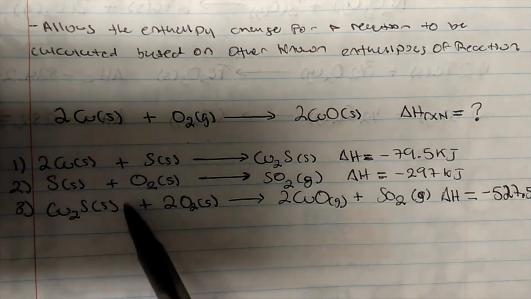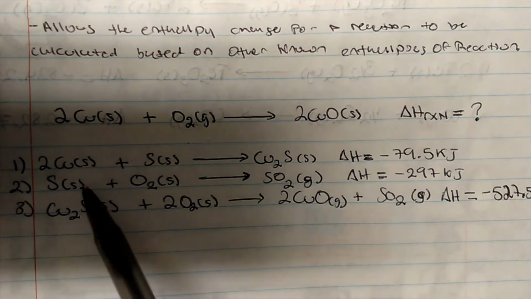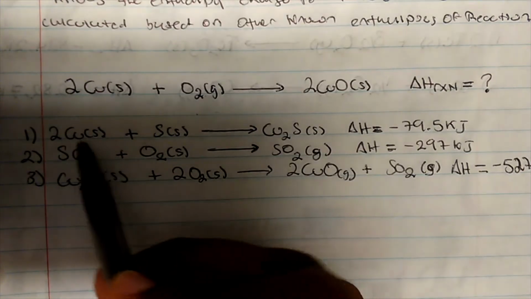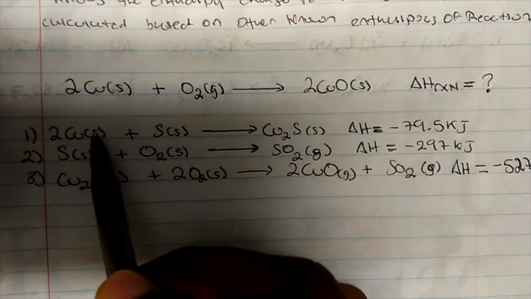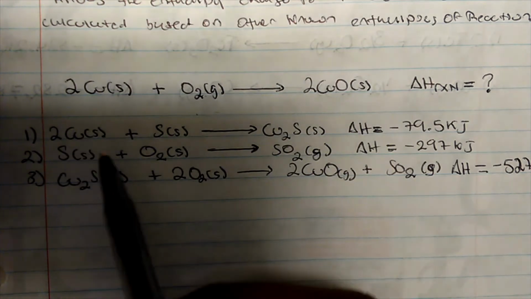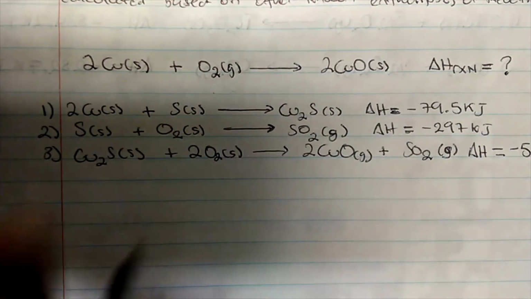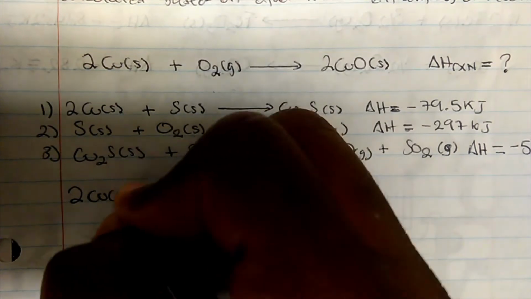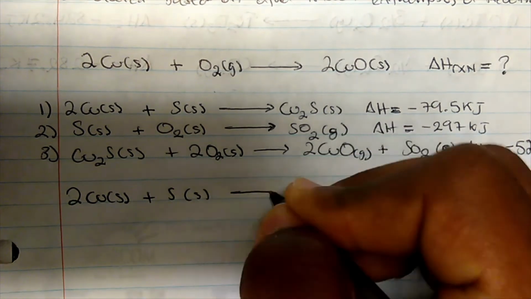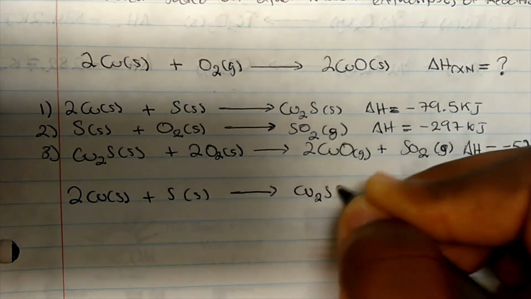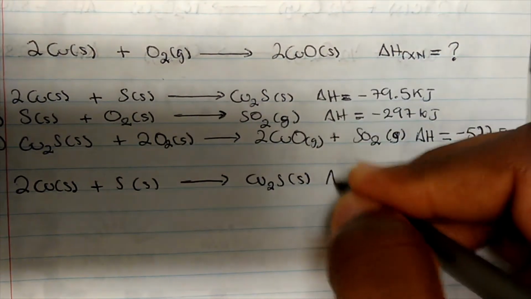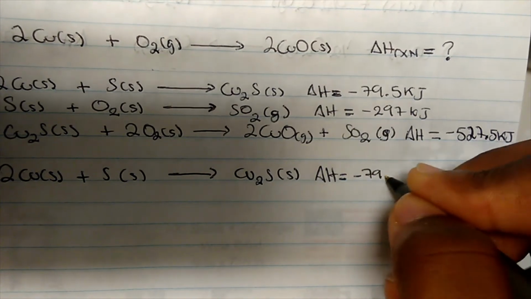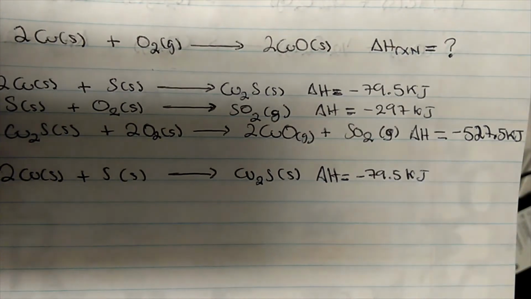So I'm going to look in any one of these 3 equations and say, okay, where do I see 2 moles of copper solid as a reactant? And so in this first equation here, I see that 2 moles of copper solid appears as a reactant. So in that case, I'm just going to write this straightforward. This is 2 moles of copper solid plus sulfur solid, okay? That's going to give me this product. Now I'm also going to write the change of enthalpy. Nothing changes because I did not manipulate the equation, so this is just negative 79.5 kilojoules, okay?